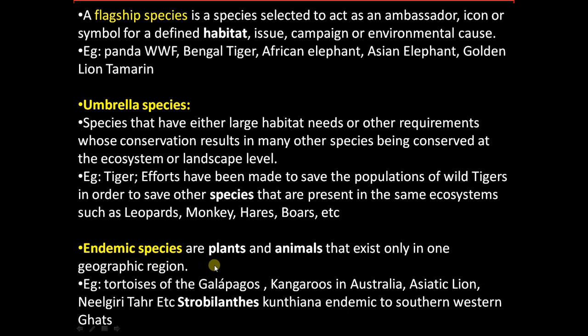You might be knowing this. Endemic species are plants or animals that exist only in one geographical region or limited distribution, which is seen only in one place. Classical examples: kangaroos are seen only in Australia, then Asiatic lion, then Nilgiri tahr, which is only in Western Ghats, then tortoises of Galapagos Island. Plant examples include Strobilanthes kunthiana, that is endemic to southern Western Ghats.